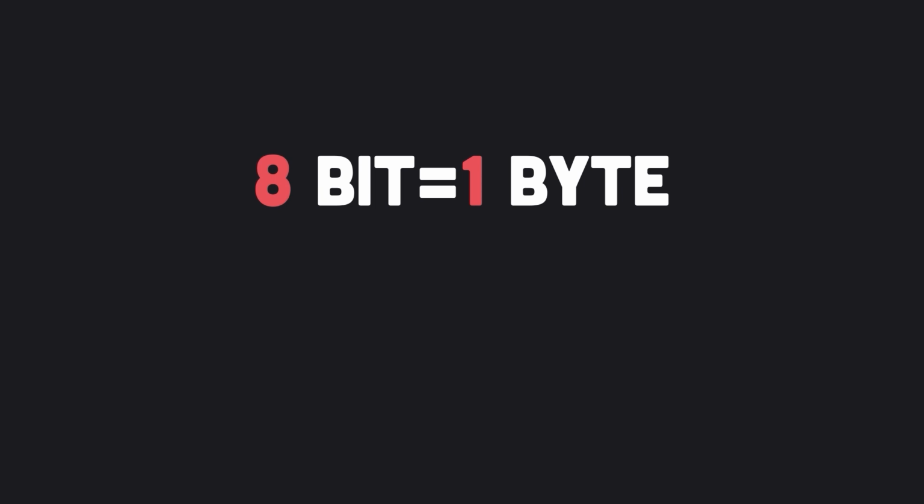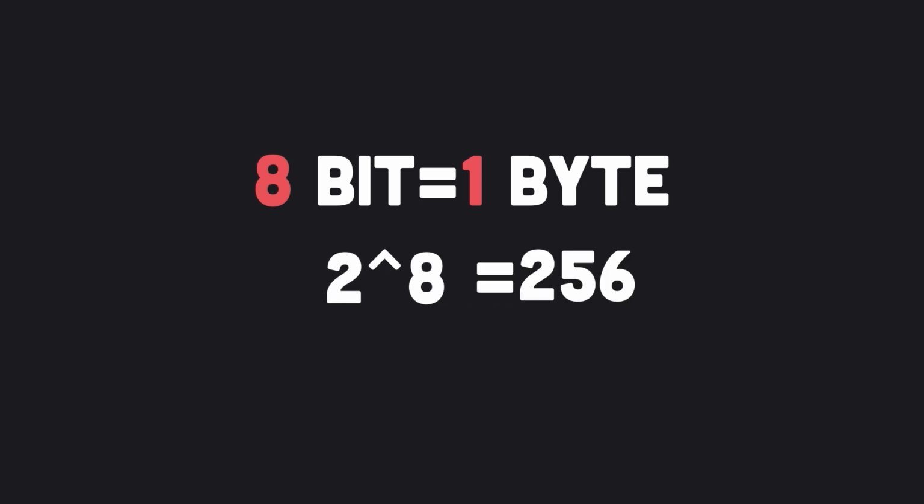Now imagine we store 8 bits. That's 1 byte. How many values can that represent? 2 to the power of 8 equals 256 possibilities, from 0 to 255.